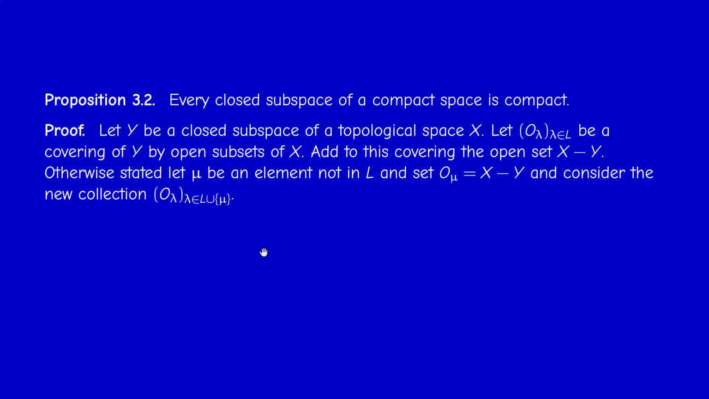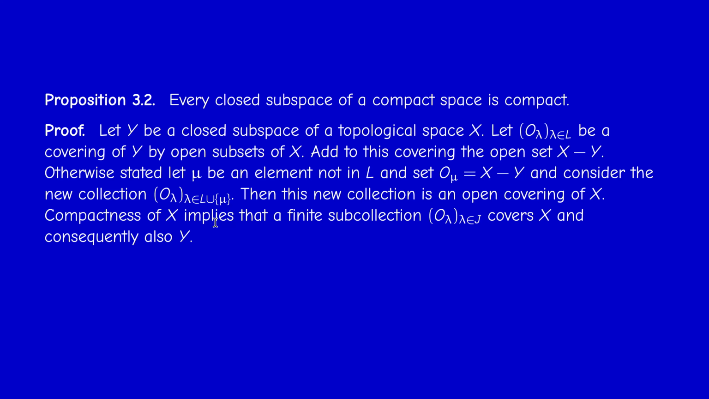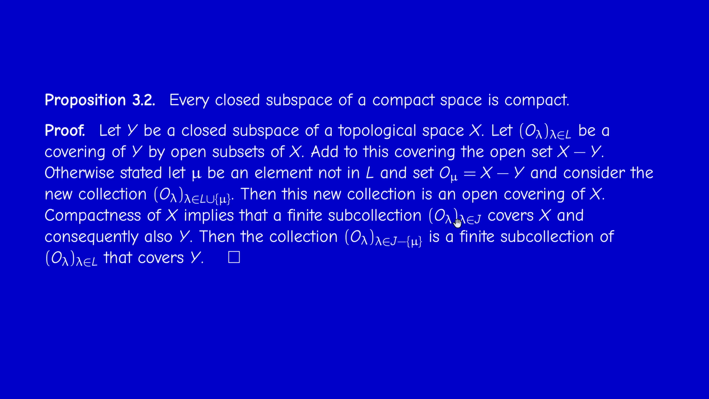So I have now actually a covering of X, of the whole space, because the union of O lambda contains Y, and X minus Y is the complement. So the union of O lambda union the complement contains the whole space. So now we have an open covering of the whole space, and compactness tells me that I can extract from it a finite subcovering. So there is a finite subset J in L union mu whose union cover is equal to X in this case.